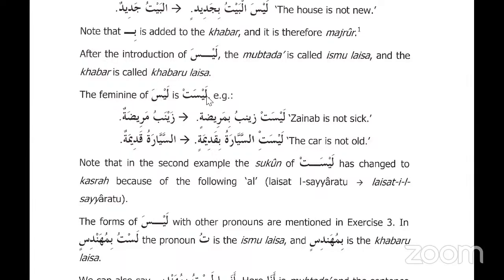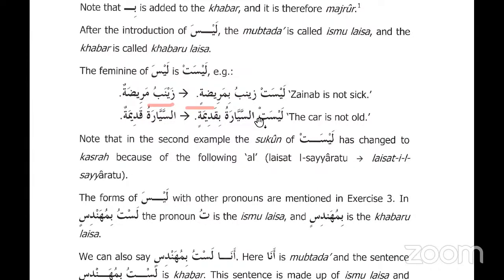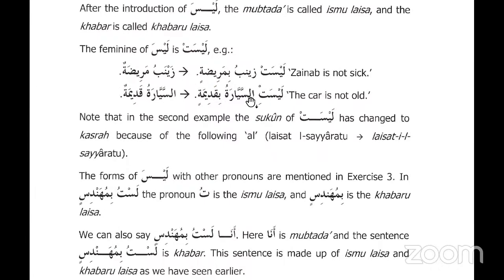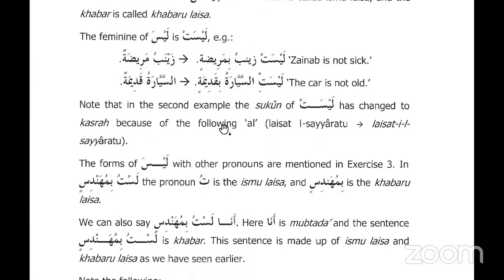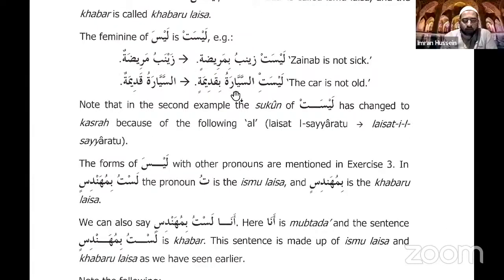Zainabu marizatun. Laysat Zainabu bimarizatin. Zainab is not sick. As-sayyaratu kadimatun. Laysat as-sayyaratu bikadimatin. Am I saying it right? Yeah.